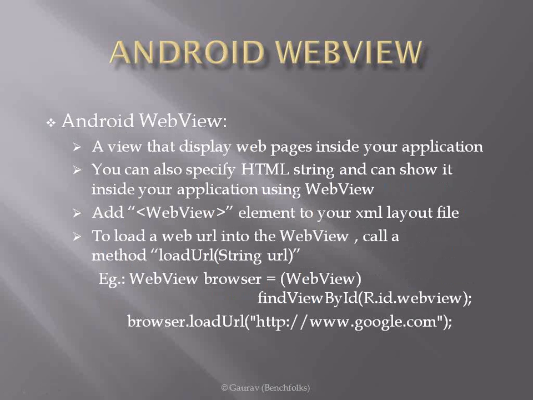As we can see in the example, we have created an object of the type WebView. The name is browser. Then we say findViewById R.id.webview, whatever is the name in the XML file. And then on the browser object, we call the method loadUrl, and we need to provide one HTTP URL as a parameter, which will be the website address on which that web view would be navigating to. That way you can load a particular web page in your web view.